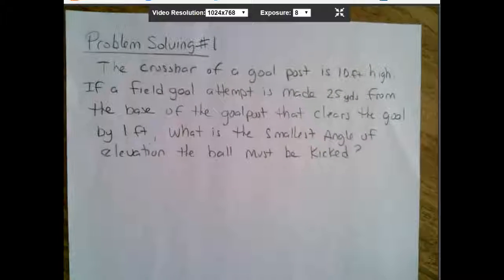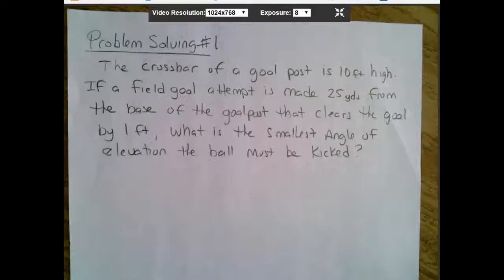So the first one, problem 1, says the crossbar of a goalpost is 10 feet high. If a field goal attempt is made 25 yards from the base of the goalpost that clears the goal by 1 foot, what is the smallest angle of elevation the ball must be kicked?